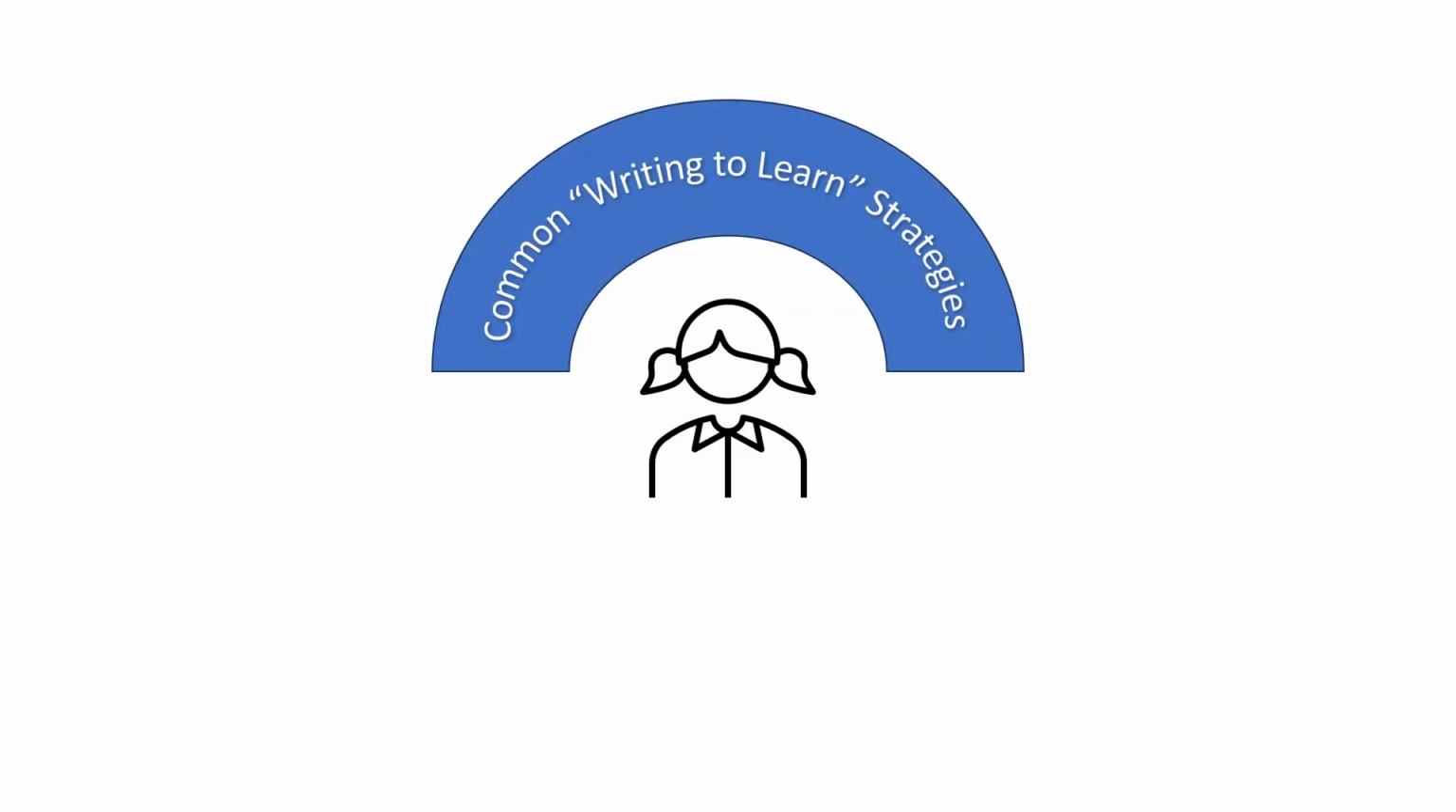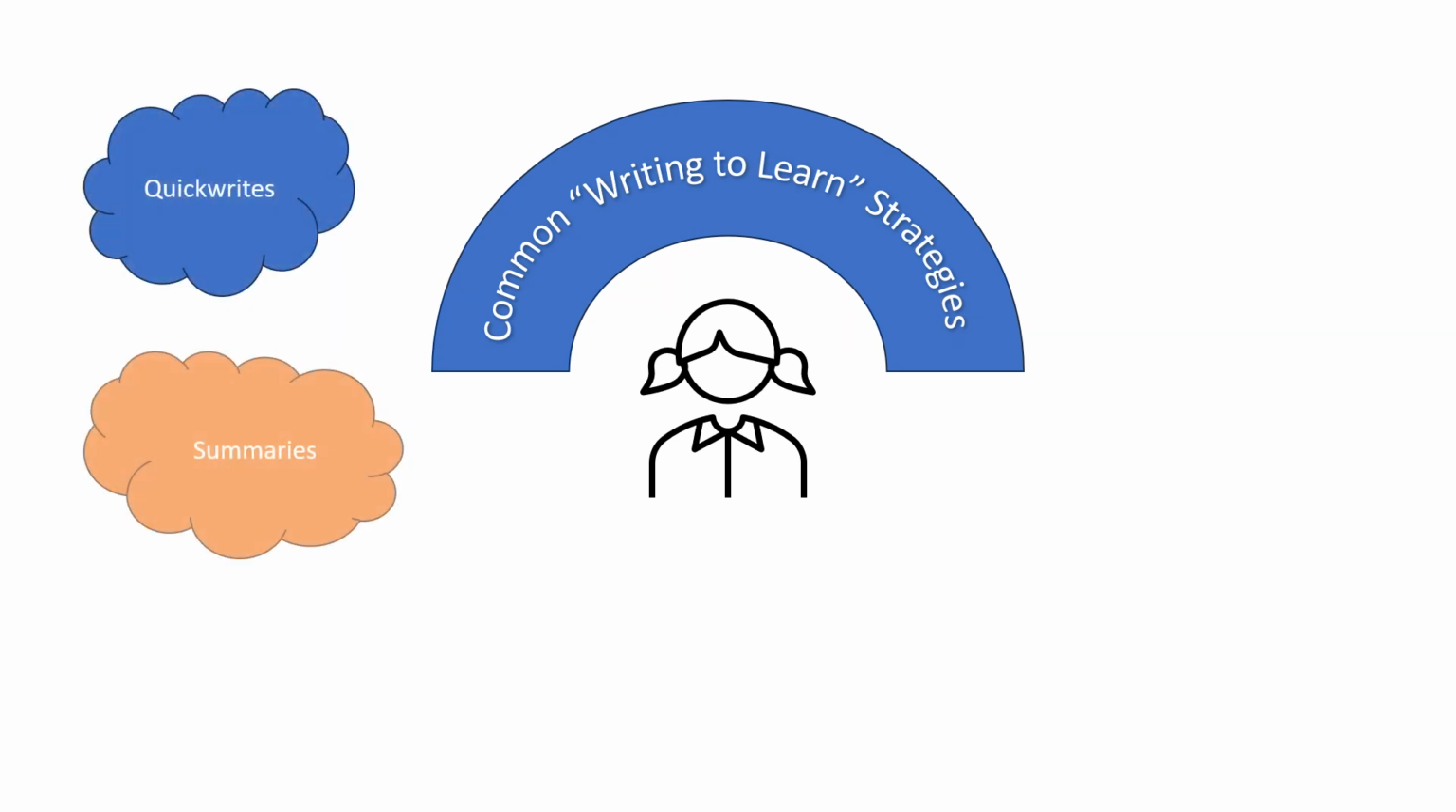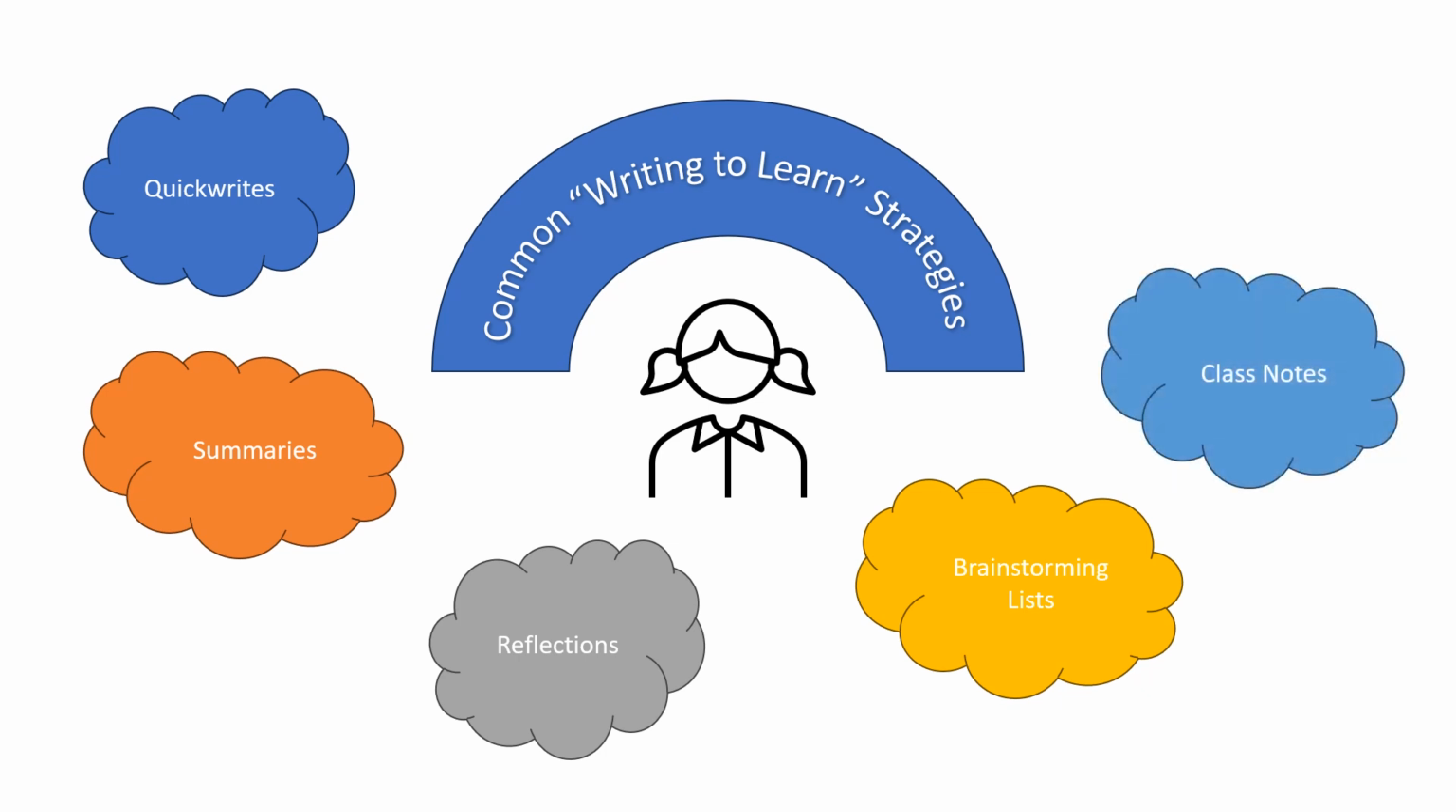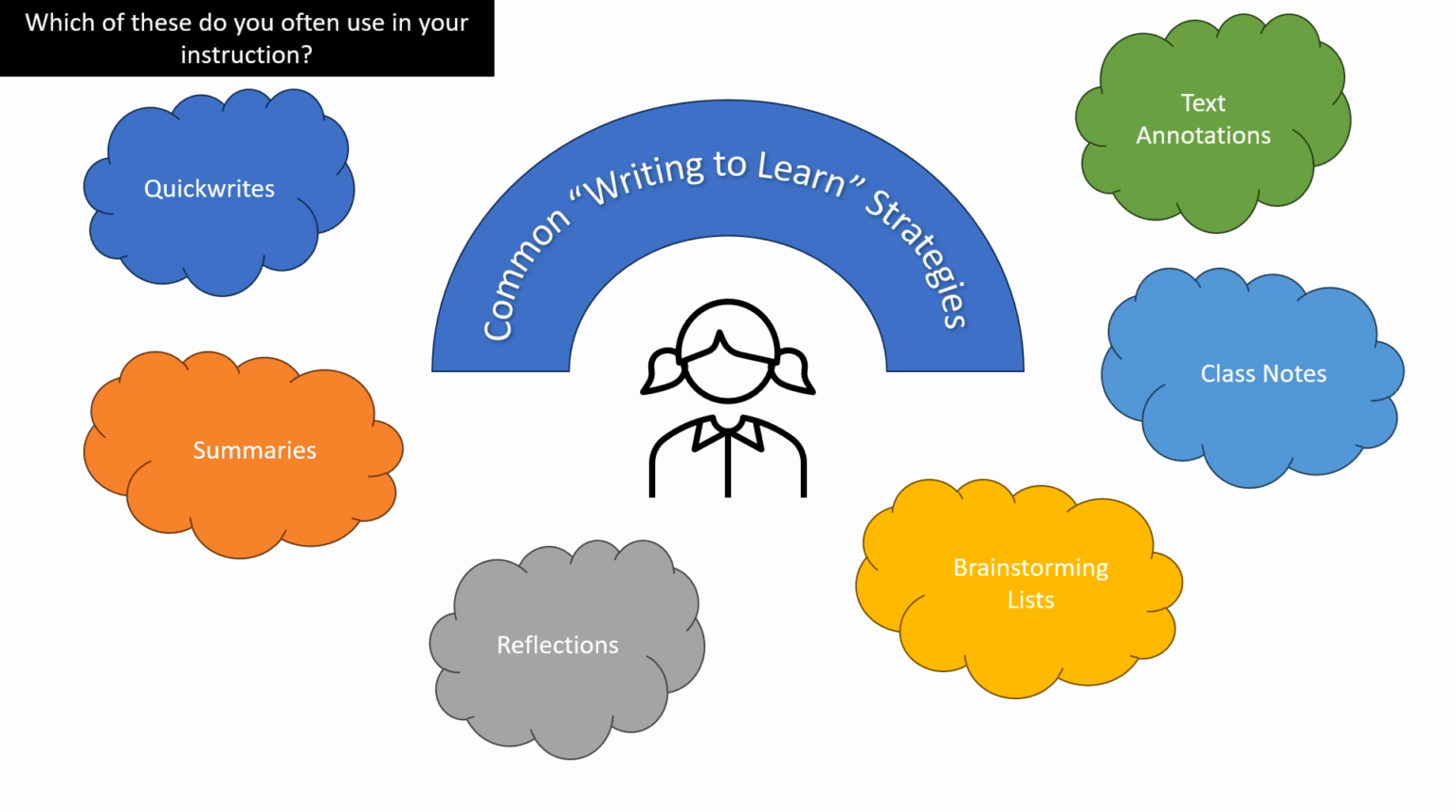To start today, let's consider how many writing to learn strategies are used across disciplines. Whether it be in science, math, or social studies class, your typical student, as seen here, makes use of a plethora of common strategies to make meaning and process information. Such strategies include quick writes, summaries, reflections, brainstorming lists, class notes, and text annotations. You can pause the video here if you like, but take a second to think. Which of these do you often use in your instruction?